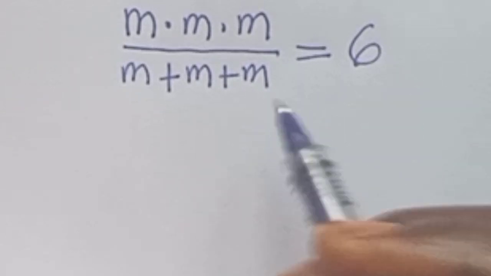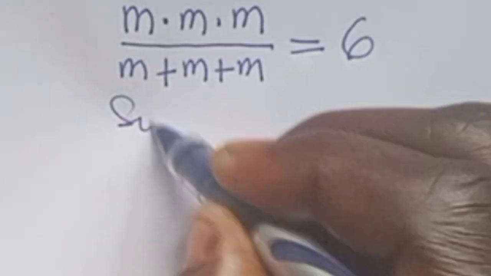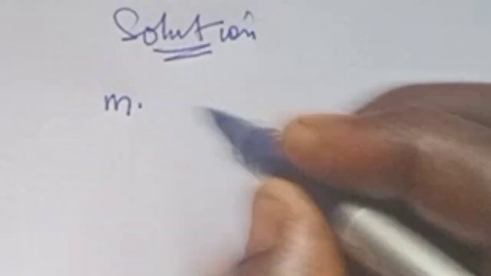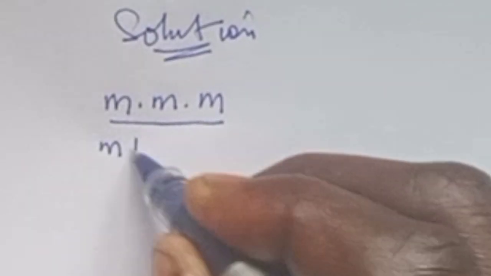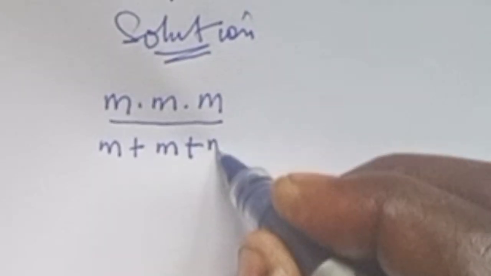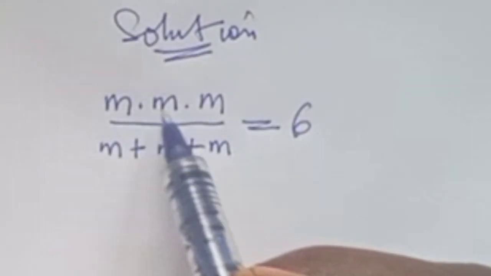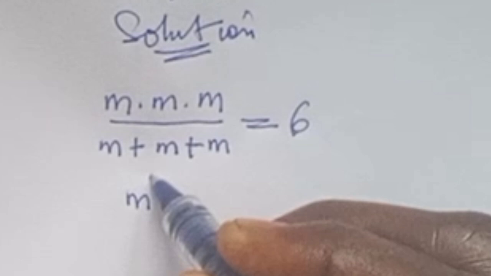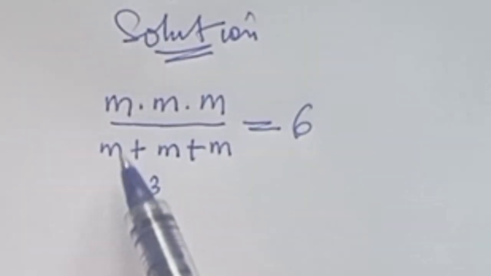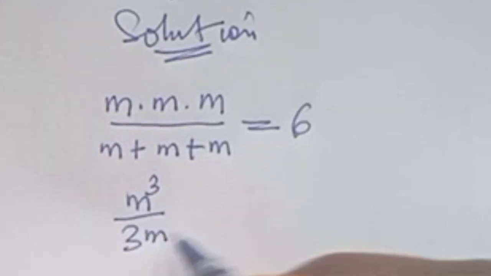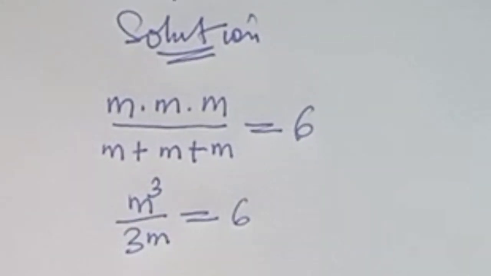So today we have m times m times m all over m plus m plus m equals 6. We're going to solve together. Let's see the solution. Our equation, m times m times m all over m plus m plus m, is given to be 6. m times m times m is m to the power of 3, and m plus m plus m is 3m. This is all equal to 6.